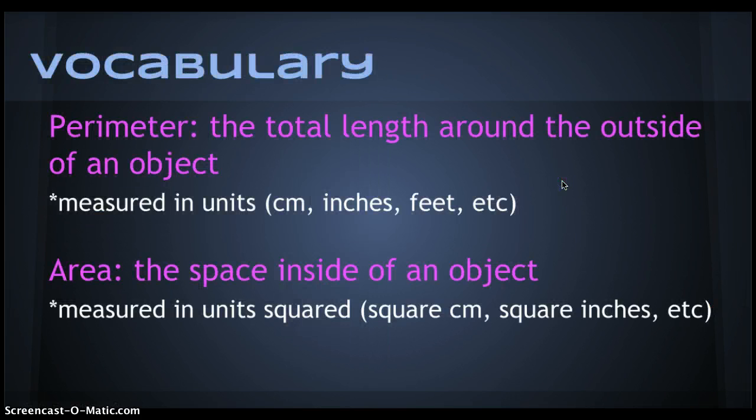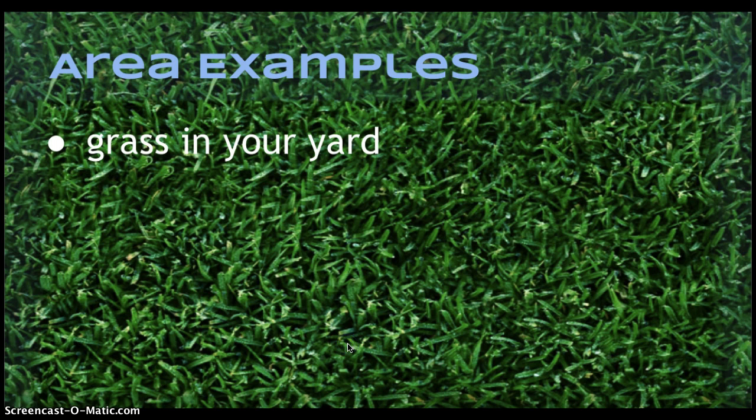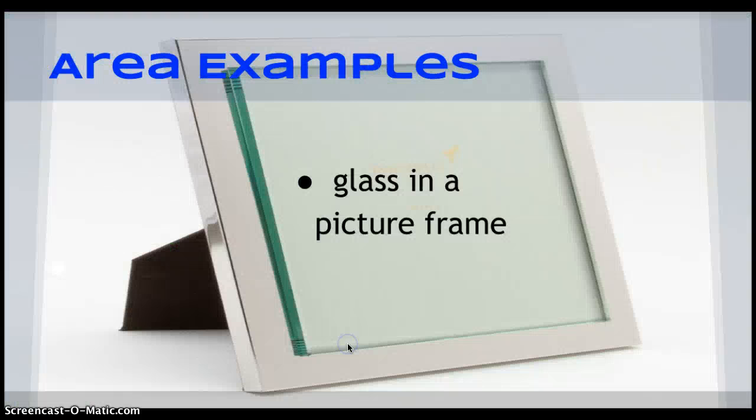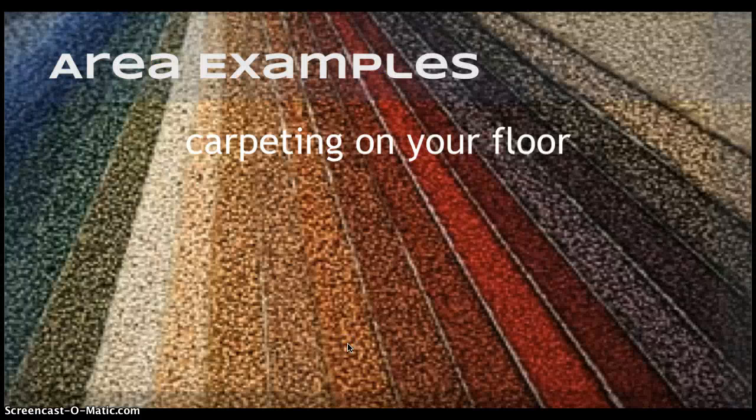Let's review the vocabulary again. Perimeter, as we just learned, is the total length around the outside of an object, and it is measured in units. Let's talk about area. Area is the space inside of an object, and it is measured in units squared. An example of area is all of the grass in your yard. Another example is all of the glass inside of a picture frame. One more example is the carpeting on your floor.